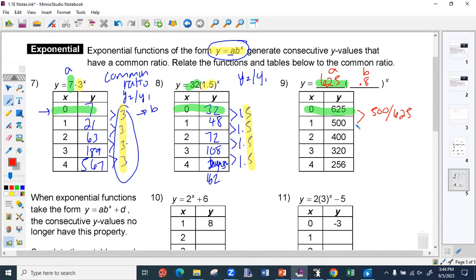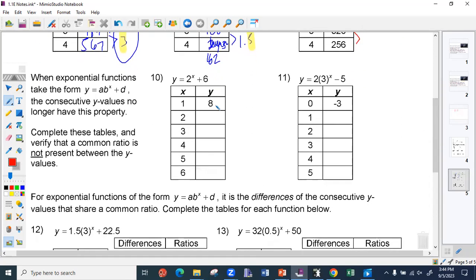Okay, and that's because I have a common difference and my 0 starts at a number other than 0. Now, notice how I highlighted that it only happens when it's a times b to the x. If there's anything being added or subtracted, then that's not going to work. Those don't uphold. Okay. So I'm going to do 10, but we don't have time, or I need to worry about 11.